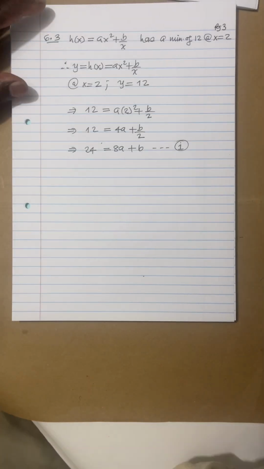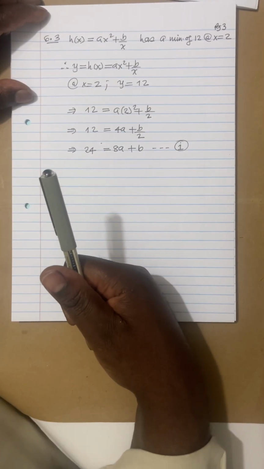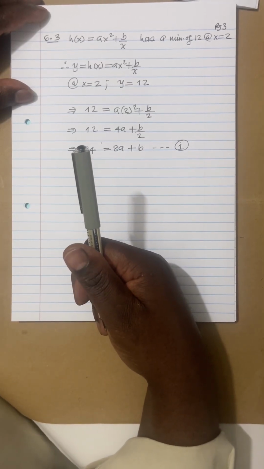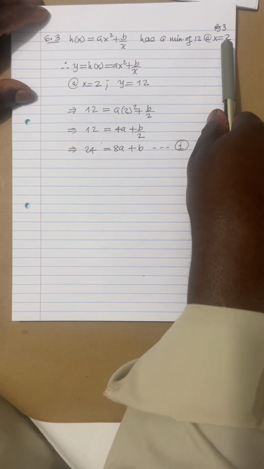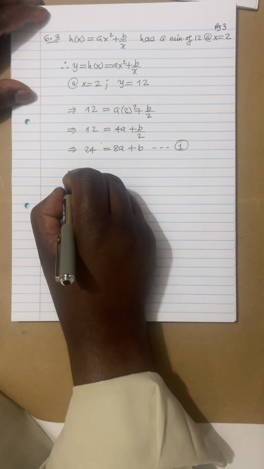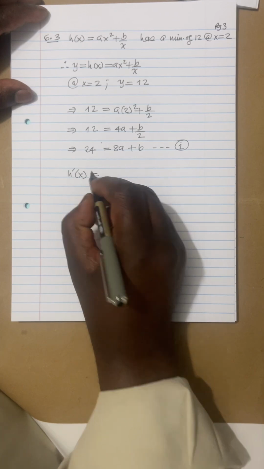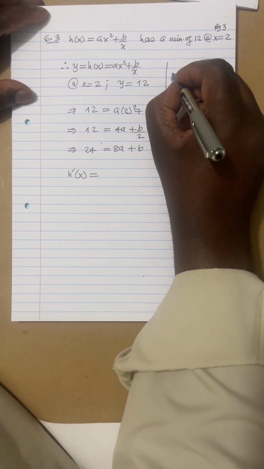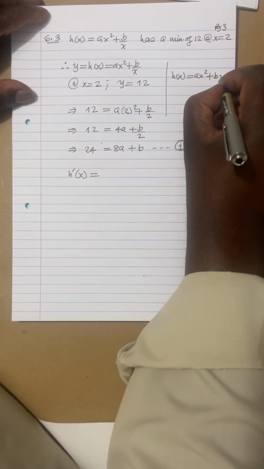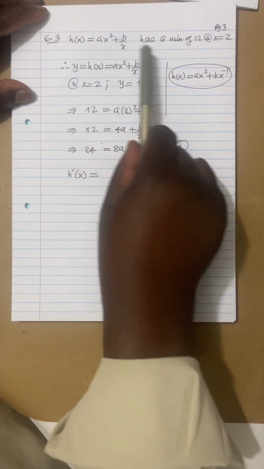So basically what I'm trying to say is that if we differentiate this, we're going to get the gradient of a tangent. And that tangent at x equals 2, the gradient must be 0, because we're told it has a minimum at x equals 2. So h prime of x, if we differentiate, where h of x is equal to ax squared plus b x power minus 1. You must remember to write every term as a power of x first before you can perform differentiation.